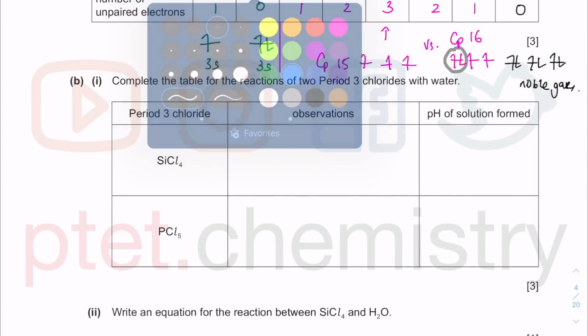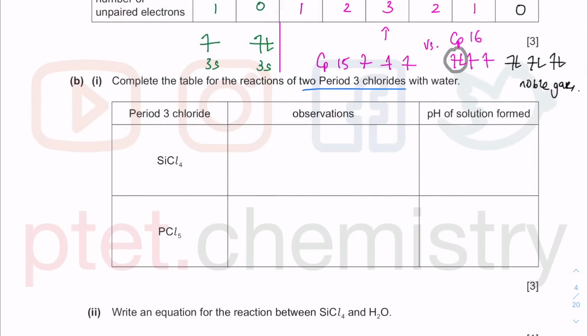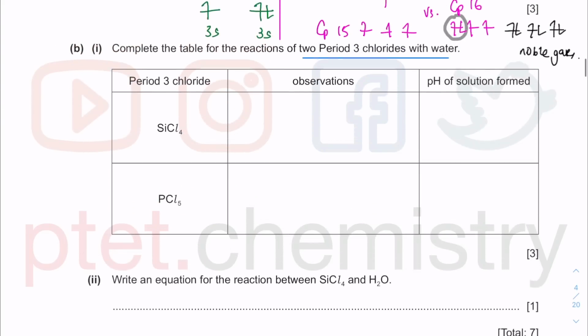This next bit is also AS level chemistry. This is the reactions of period 3 chlorides with water. So we know that SiCl4 reacts with water. There is hydrolysis. The same thing with PCl5. Okay, they're asking for observations. I'm just going to write an equation first. That will not be acceptable as an answer, but in order to think about what actually happened, I'm going to write an equation so that I can see what happened.